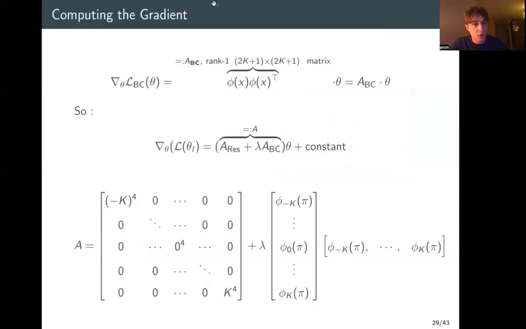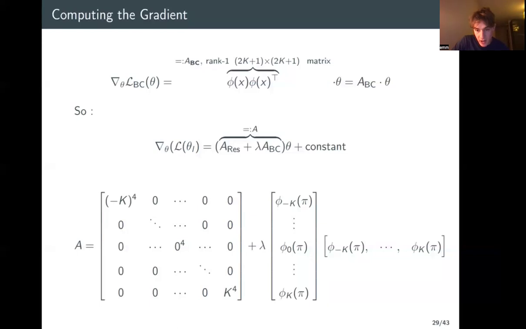So this is just to give some simple insight. So, okay, here we do the same thing. I'm not going to go into the details. We compute the boundary conditions. These are less interesting. And essentially what we can show is that the gradient of the total loss is going to be the same thing. It's going to be a matrix applied to our parameters theta plus some constant. And this matrix now is going to be formed by the sum of both induced matrices. So this big matrix here, and then this rank 1 matrix induced by the boundary conditions.